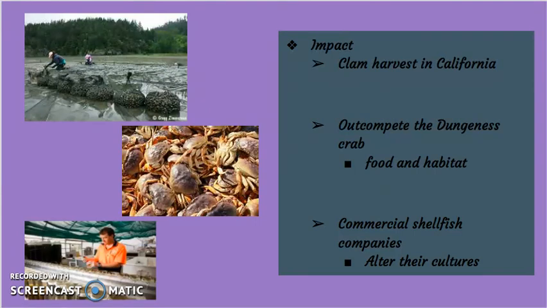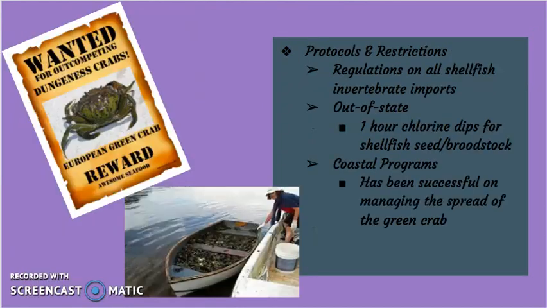Many commercial shellfish growers have to alter their culture methods to hopefully reduce losses caused by predation from the crab. The native Dungeness crab has the potential to become impacted by the green crab because they will outcompete the Dungeness crab in food and habitat. The Dungeness crab creates a major industry and could greatly reduce the commercial industry of crabs.